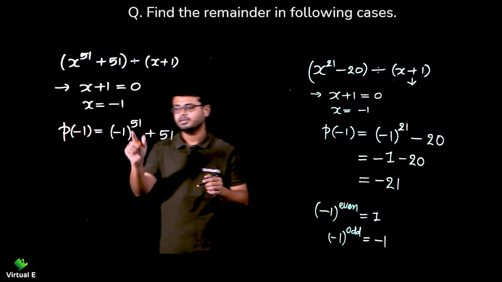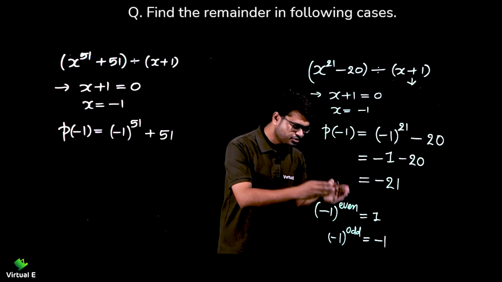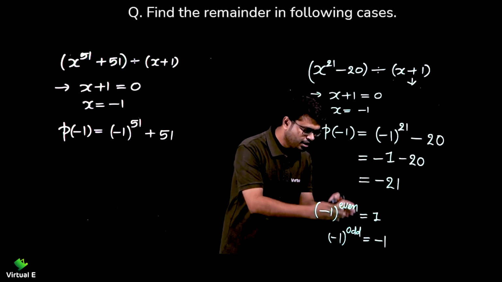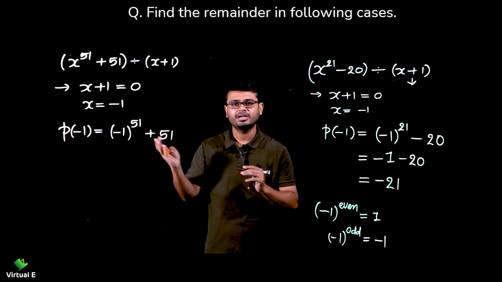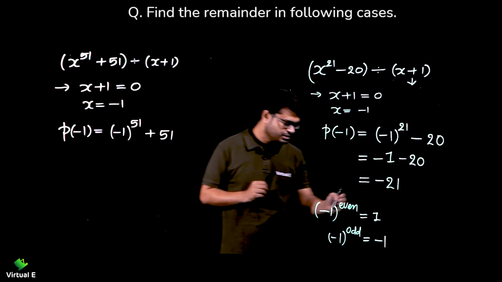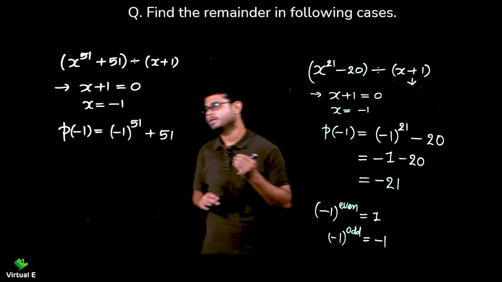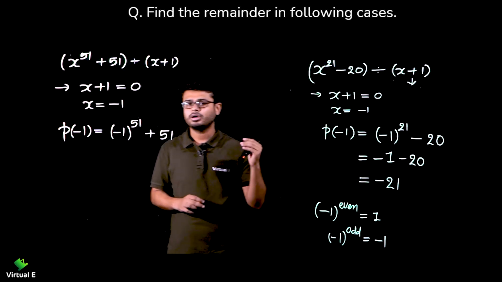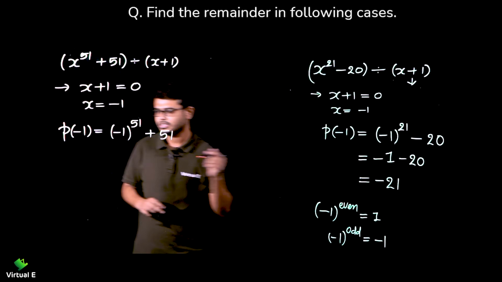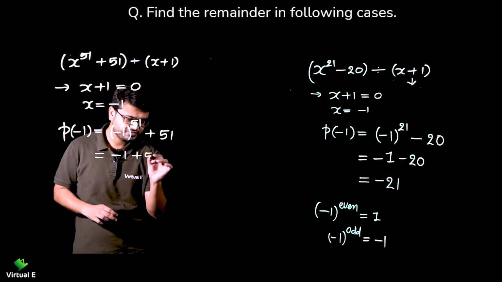Okay, see, (-1) raised to 51. I told you, in case of minus 1 you just need to identify even number or odd number. Whatever the number is, 10,000, 1 lakh and 1, it doesn't matter to us, right? Just identify even and odd, and you can get the answer very quickly. So here it is odd, 51 is an odd number. So what will be the answer? Here minus 1. So minus 1 plus 51.